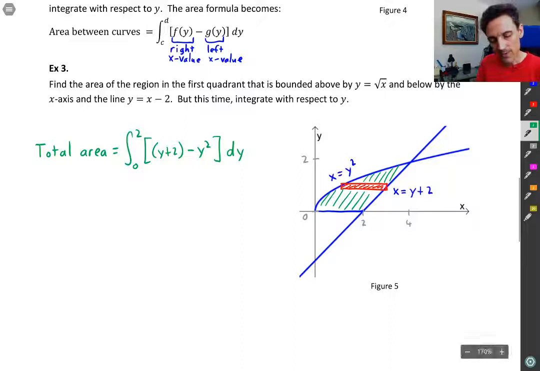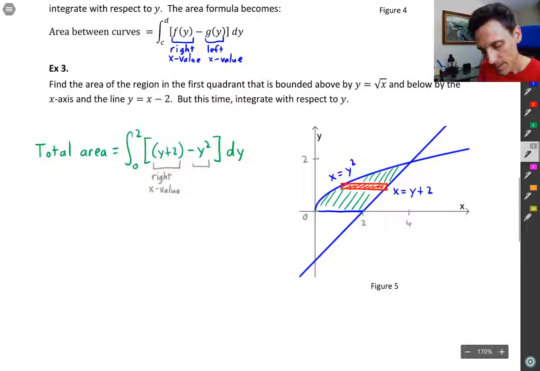So whenever you see this dy in these kinds of problems, you know you're talking about horizontal rectangles, and that everything inside here has to be a function of y. All right, so then we can go ahead and finish this off. Actually, one thing before we get there, I want to again emphasize this is the right x value minus the left x value.